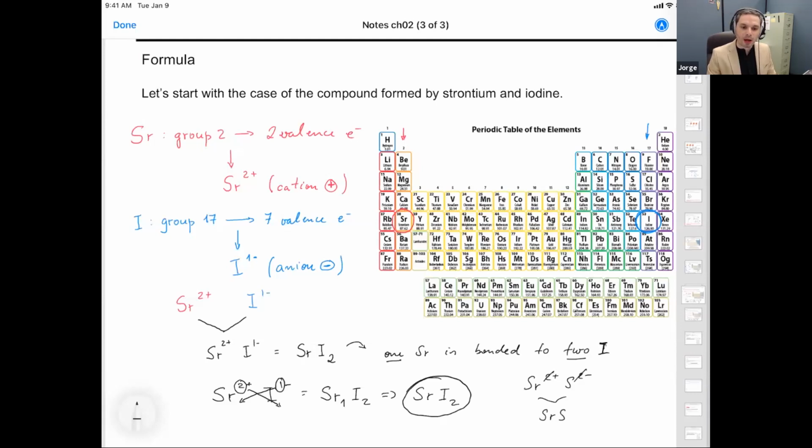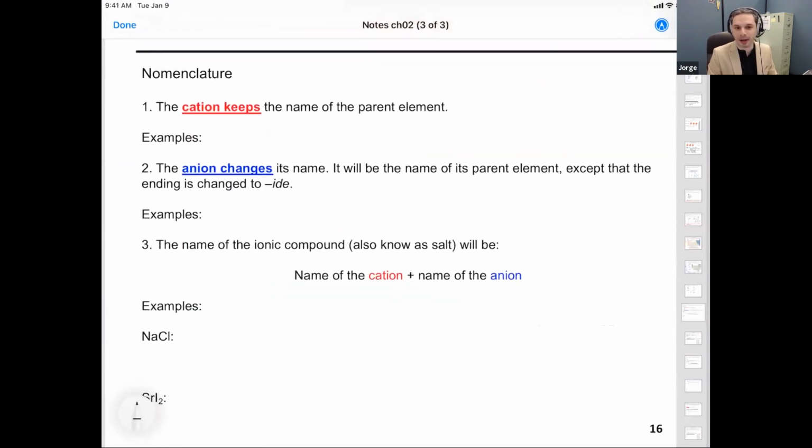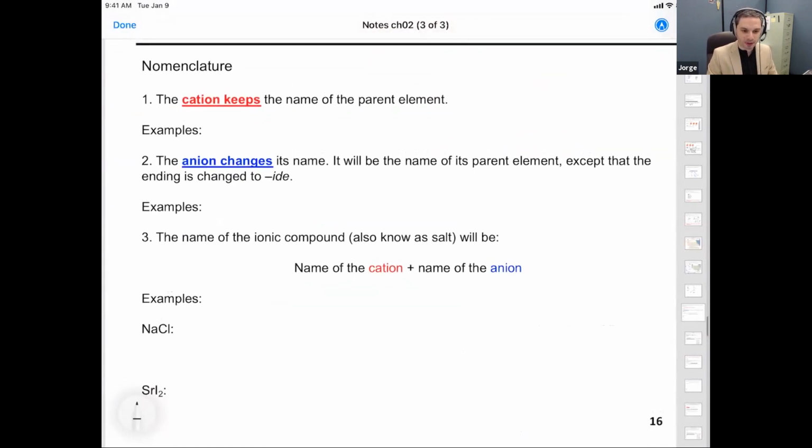Now that we know how to determine the formula, the next step is to determine the name of the compound formed. Nomenclature is something that requires a lot of practice. Unfortunately, we don't have time to practice a lot during the lectures, so I'm counting on you to go over the material when needed. Okay, so the rules here are very simple.